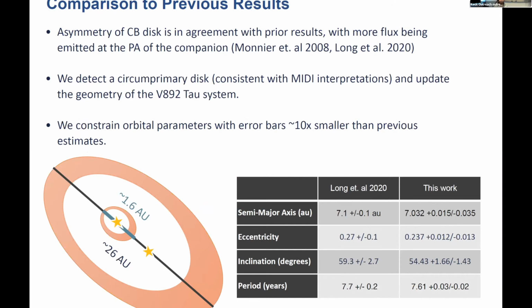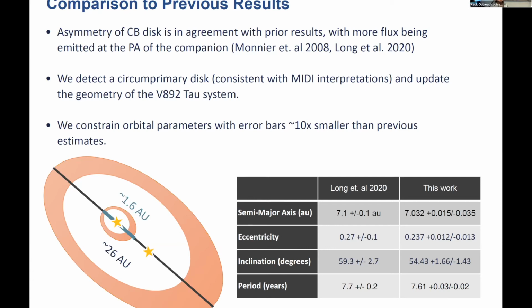So how does this all compare to previous results? Well, one, our data is in photometric agreement with previous results, with more of the flux from the disk being emitted along the position angle of the companion. We detect a circumprimary disk, which is consistent with the MIDI data, since they found that a circumprimary plus circumbinary disk best described their data. However, they were still very inconclusive with their results and suggested more K-band data.